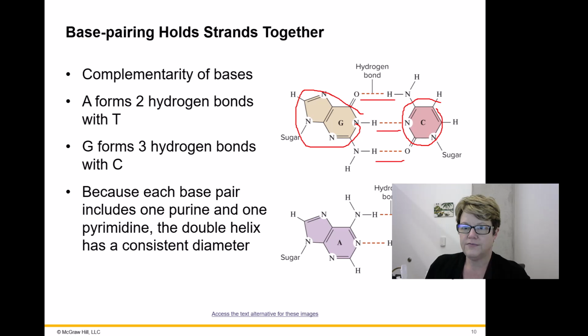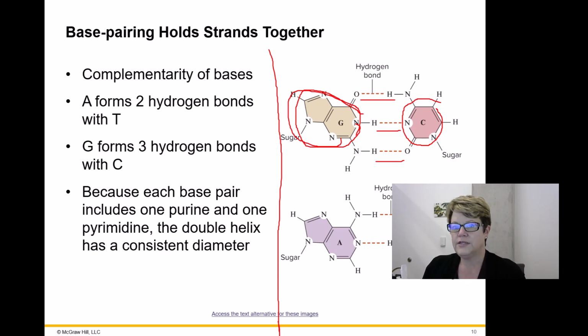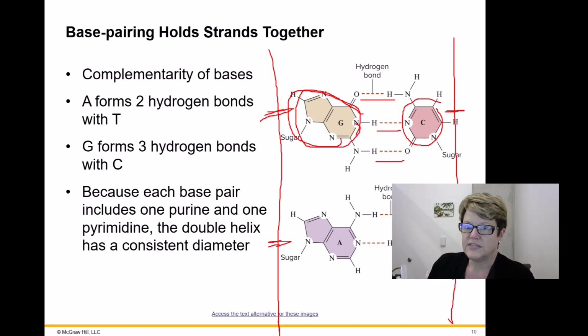So if you have a guanine here, like I said, on this strand, and let's say the strand is back here. If you have a guanine here, then you have to have a cytosine over here. And if you have an adenine here, then you have to have a thymine here. So these are the rules. DNA will only be built this way. The cell will always build DNA with these nitrogenous bases matching up.